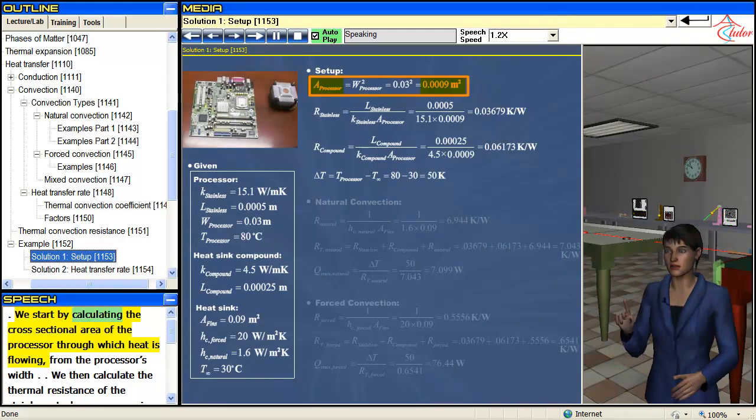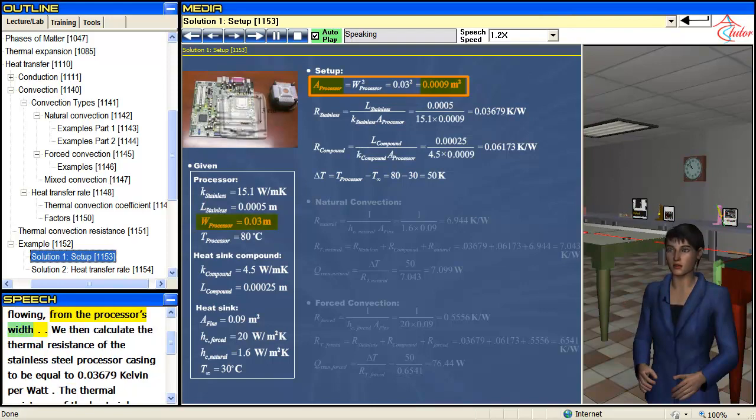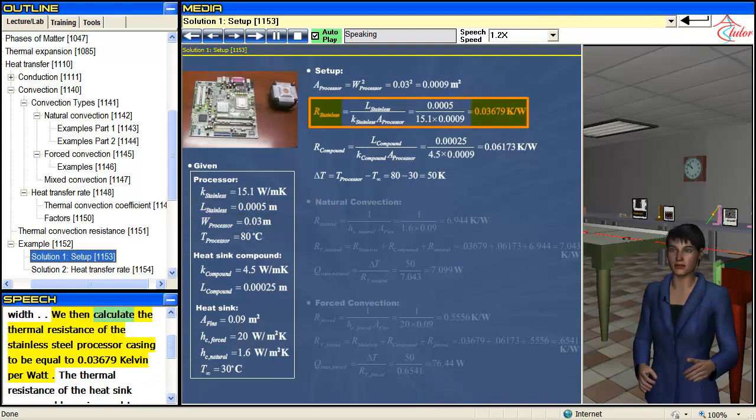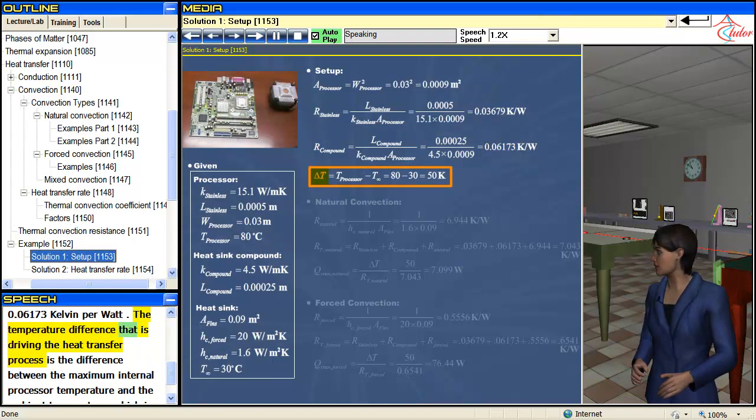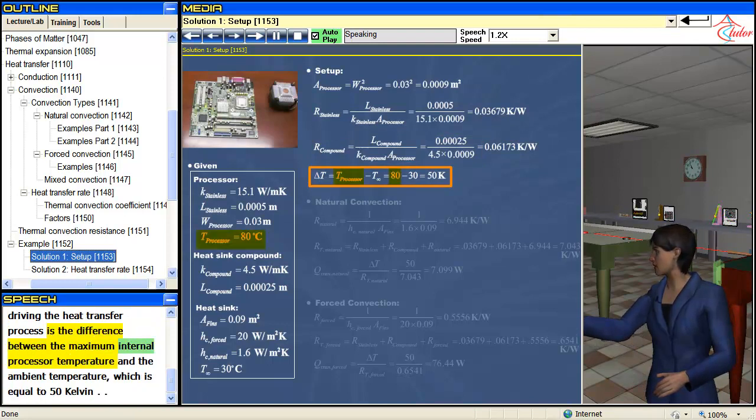We start by calculating the cross-sectional area of the processor through which heat is flowing from the processor's width. We then calculate the thermal resistance of the stainless steel processor casing to be equal to 0.03679 Kelvin per watt. The thermal resistance of the heat sink compound layer is equal to 0.06173 Kelvin per watt. The temperature difference that is driving the heat transfer process is the difference between the maximum internal processor temperature and the ambient temperature, which is equal to 50 Kelvin.